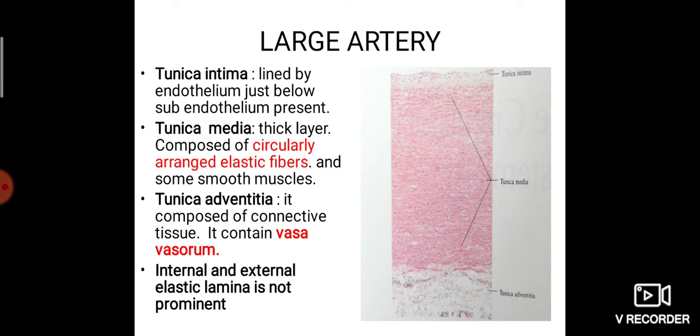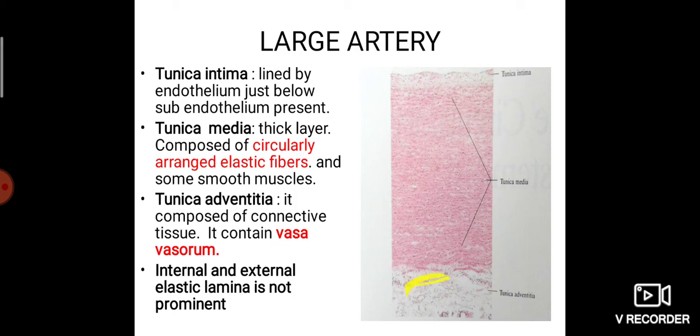So, while seeing the features of a large artery, tunica intima is lined by endothelium. Just below the endothelium is a subendothelial connective tissue. Tunica media is thicker. This is made up of elastic tissue, elastic fibers which are fenestrated and circularly arranged. Because it is a large artery, elasticity is needed. So based upon the artery, the content of the tunica media becomes elastic tissue.